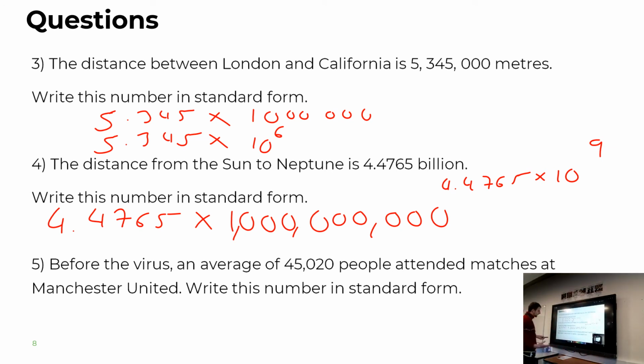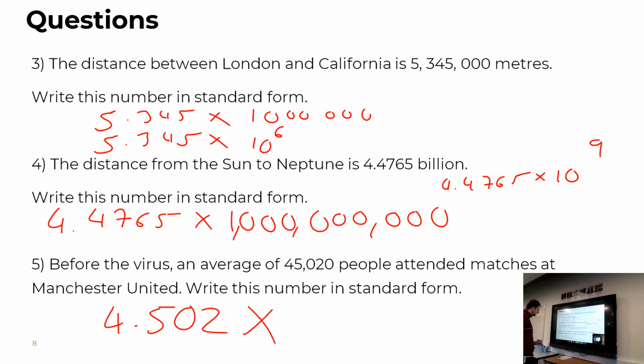Okay, so before the virus, an average of 45,020 people attended the match. Okay, write the number in standard form. So we want to use a number between 1 and 10. So it's going to be 4.502. If you want to put more zeros, you can. We don't need to.